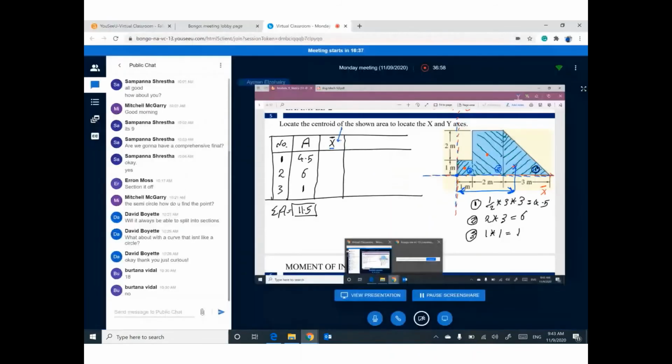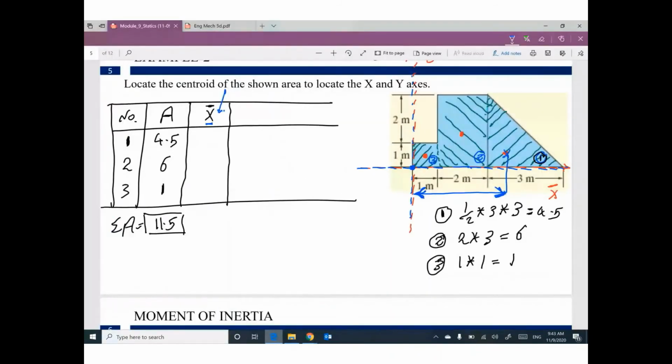Guys, are you still here? What is the horizontal distance between the centroid of part number 1 and your assumed reference? I'm looking for horizontal distance because x bar is horizontal. So what is the horizontal distance?